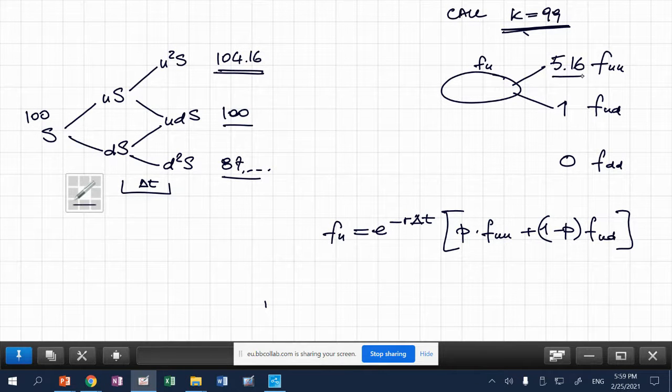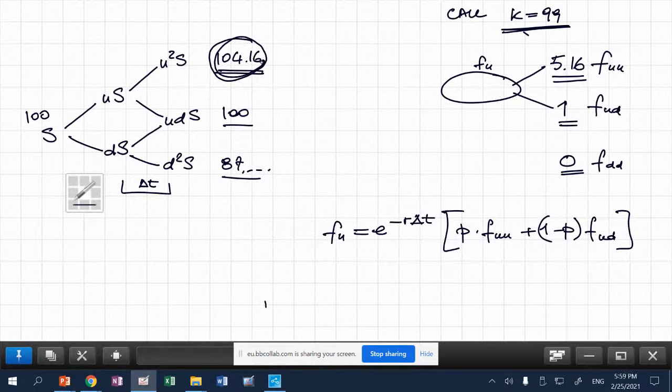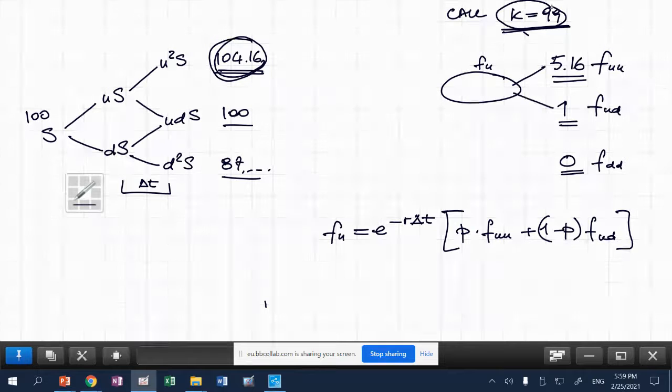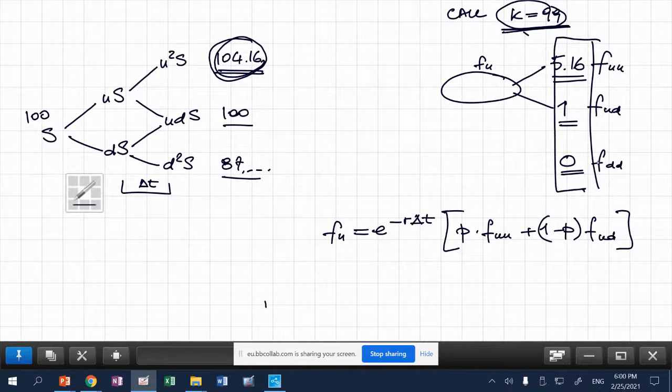So first you identify the payoffs at maturities, which are derived starting from the final price of the underlying in the node and the strike of the option, step number 1. And in this way, you get the column of the values at maturity, which I defined as FUU, FUD, FDD, based on the number of up and down movements that you need to get there in terms of the price. Then you can derive with backward induction the value of the option 1 period earlier.